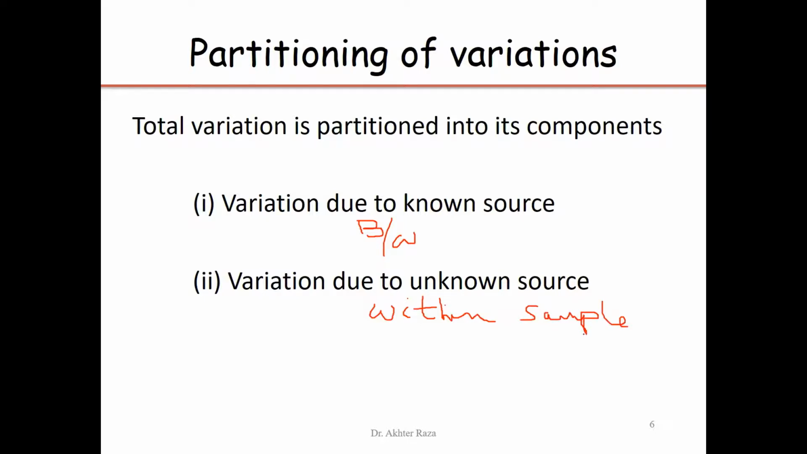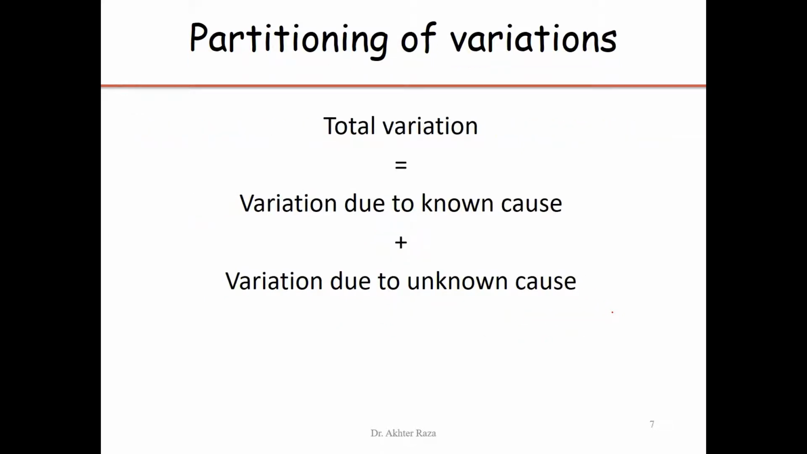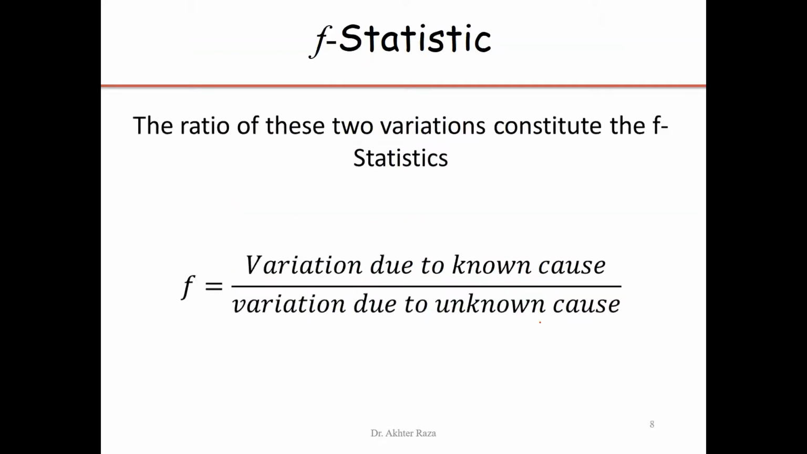If you have salespersons and you are comparing the average sale by four different salespersons, whether the average sale by the four persons is the same or not, there is variation between the salespersons and within the one salesperson, why there is a variation within the one salesperson. So those are the two partitions. Total variation, variation due to the known source, known cause, variation due to the unknown cause. The ratio of these two variations, variation due to the known source and variation due to the unknown source, will make the F statistic.